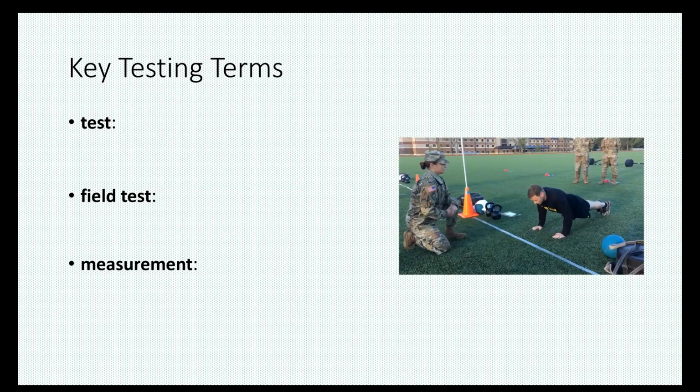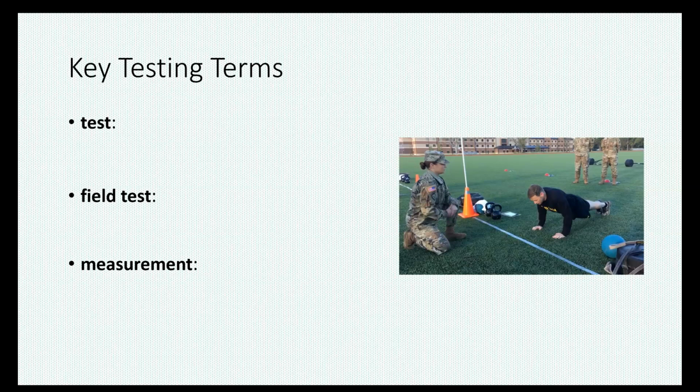Okay, so let's get into some key testing terms. A lot of these you should know and are probably almost a review from Intro to Exercise Science, that you've gone over in that class. So key testing terms. A test is a procedure for assessing ability in a particular endeavor. In this specific realm, it's fitness testing. A field test is a test used to assess ability that is performed away from the laboratory and does not require extensive training or expensive equipment. So a field test is more practical.